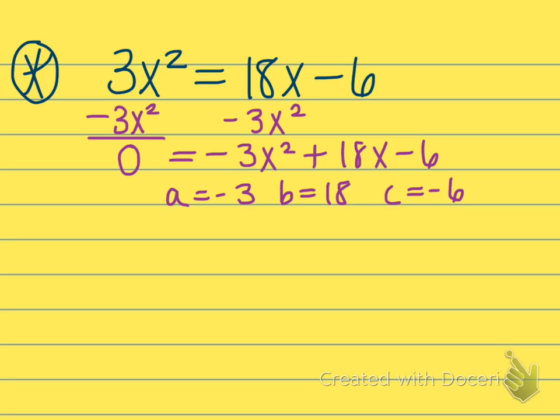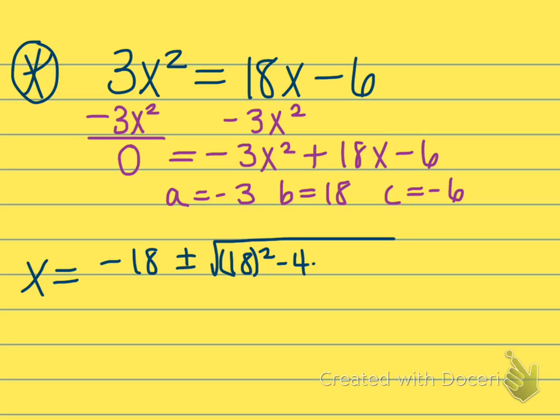So substituting into the quadratic formula, I have x equals negative b plus or minus the square root of b squared minus 4ac, all over 2a. All right, so a lot of negatives in this one. Be careful with those. 18 squared minus 4 times negative 3 times negative 6.